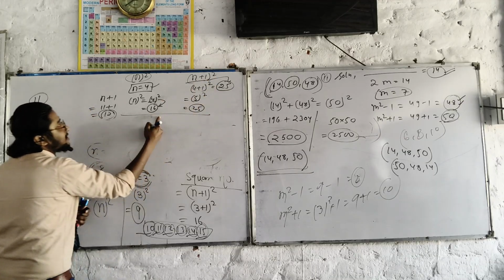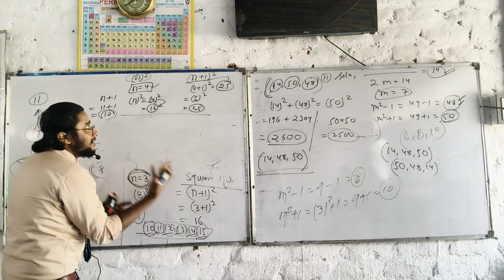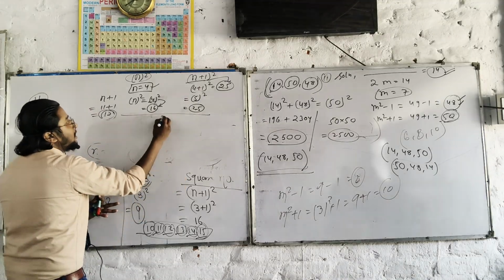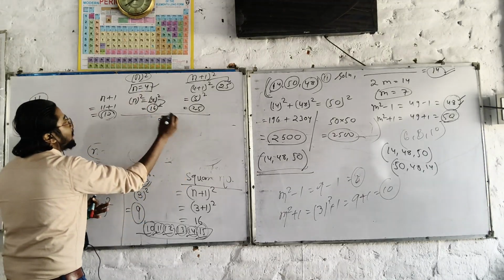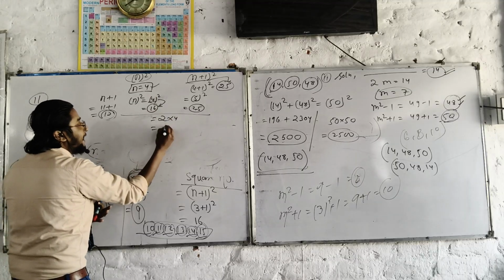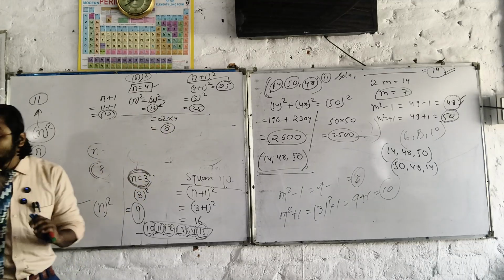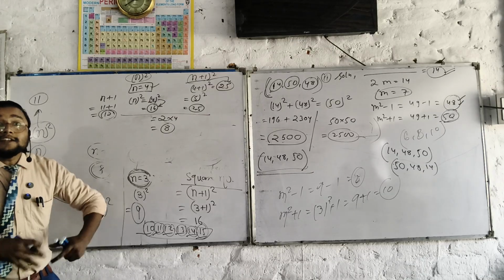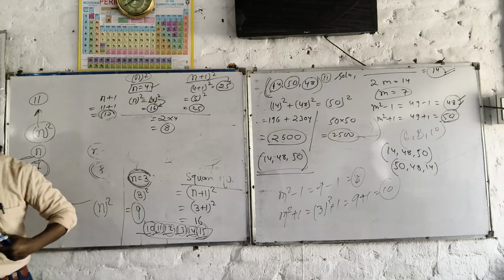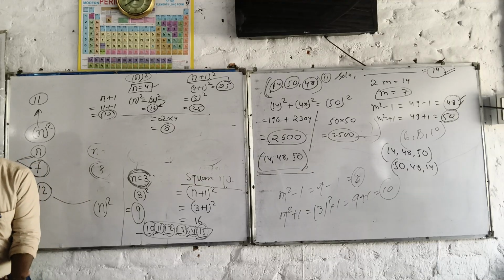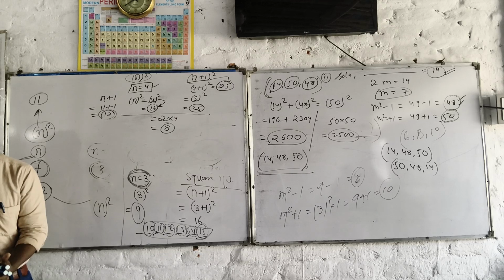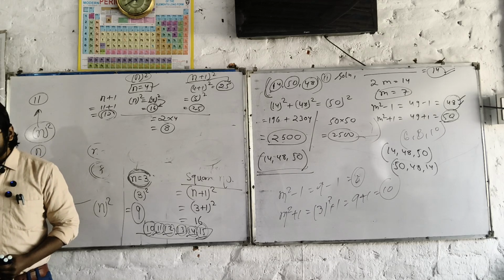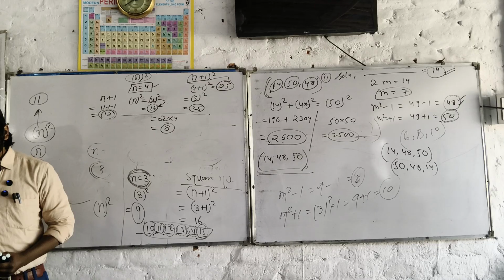So now if somebody asks you how many non-perfect square numbers exist between 16 and 25, you will say, sir, what is the value of n here? 4. So you will say 8 numbers are there. Not that 8 exist, no. The number of non-perfect square numbers between 16 and 25 is 8.